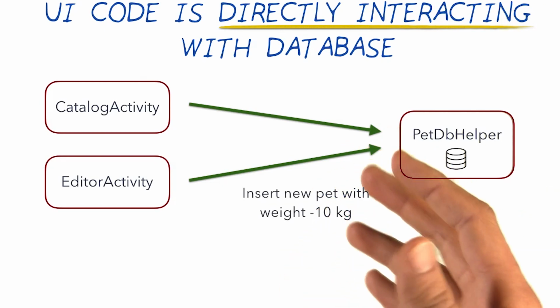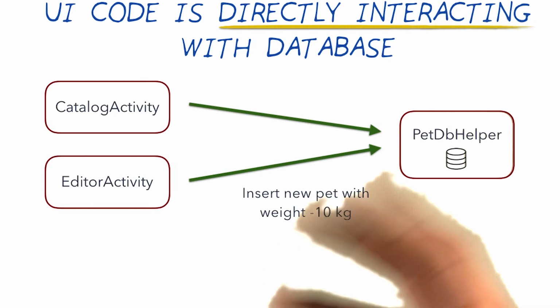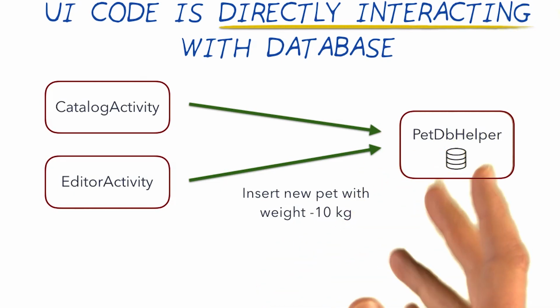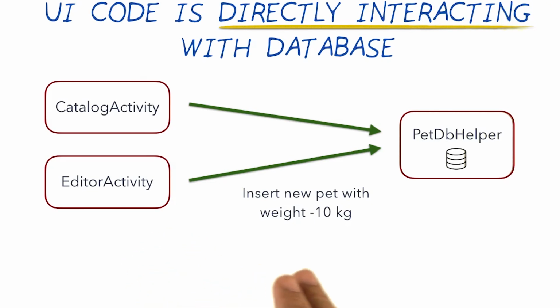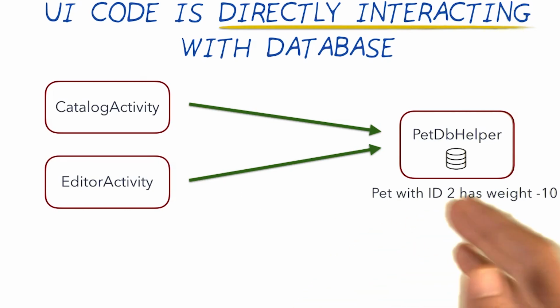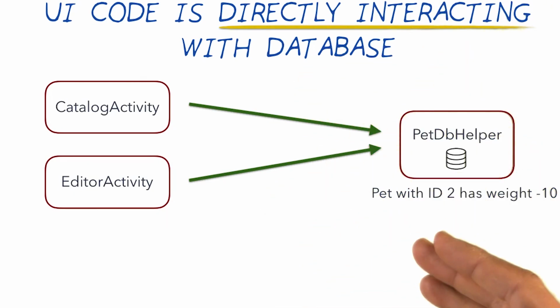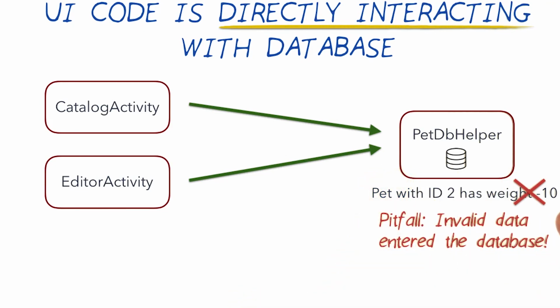So this setup works well if we know the information we're inserting is correct. However, what if we have a typo and say we accidentally insert bad data into the activity? In this example, if we insert a new pet but accidentally type in a negative weight value of 10 kilograms, well, this direct interaction method has a pitfall of inserting invalid data directly into our database. So we would end up inserting that negative 10 value directly into the database.